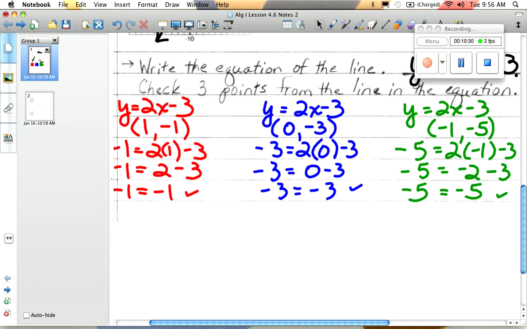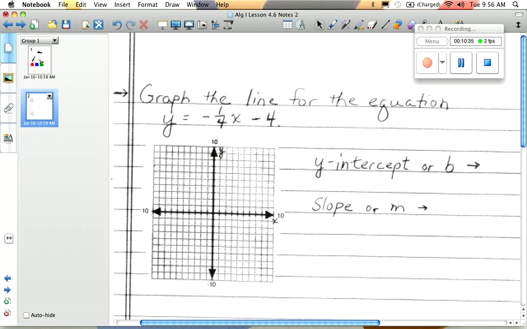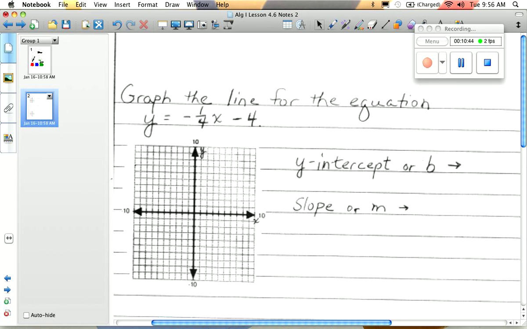Okay, let's go to the back side. And they give us the equation. Graph the line for the equation. Y equals negative 1/4 x subtract 4. Well, the first one I typically identify as the y-intercept because it is the point you start with. So what is the y-intercept for this one? 0, -4. It is 0, -4, or in other words, b is -4. So that means we're going to go to 0, -4 on the graph, and that'll be our starting point.